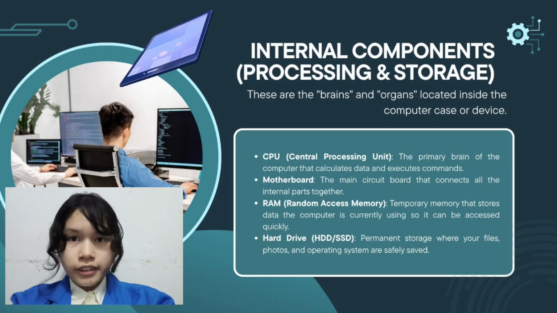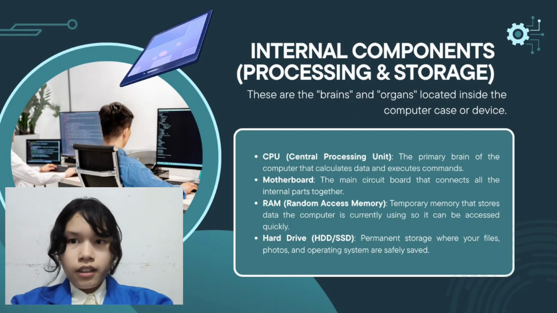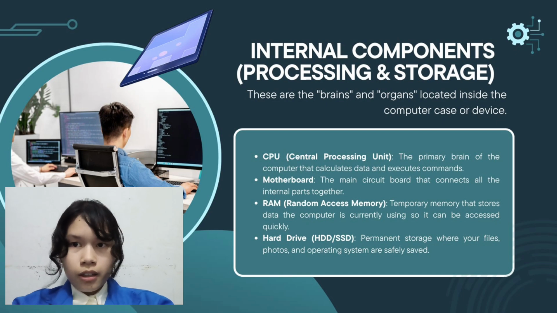Now for the storage, there are RAM or random access memory. It is temporary memory that stores data the computer is currently using so it can be accessed quickly. And then there's the hard drive. It is permanent storage where your files, photos, and operating system are safely saved.